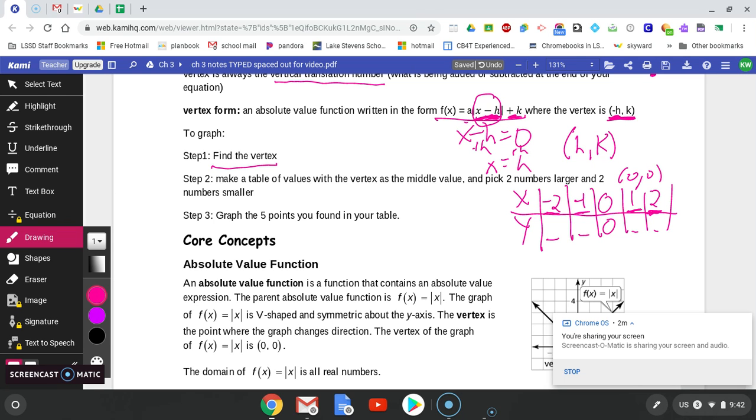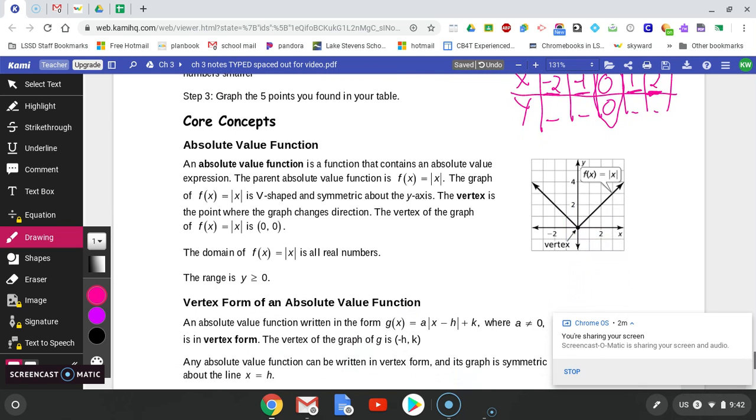Now, it is important that your middle number in your table is your vertex. If it's not, then you're not going to get the whole shape. It's possible for you to graph the points and only get 5 points on one side of the line. If that's the case, it looks linear, and it's absolutely not linear. So you have to make sure your vertex is your middle number so that you have points on either side of it, so you get the entire V, not just one side of the V.